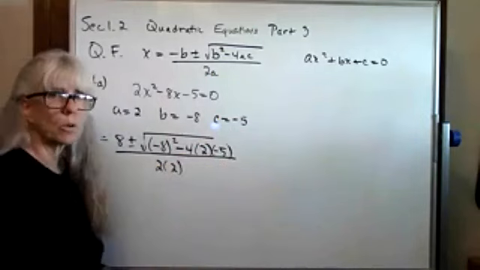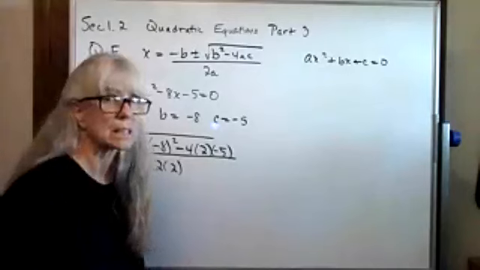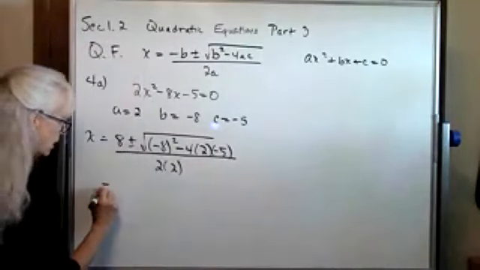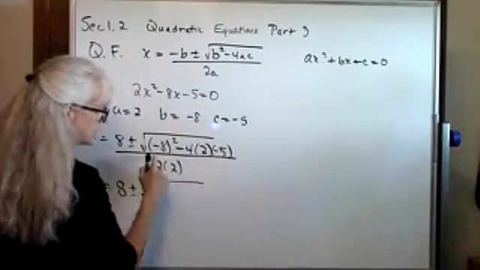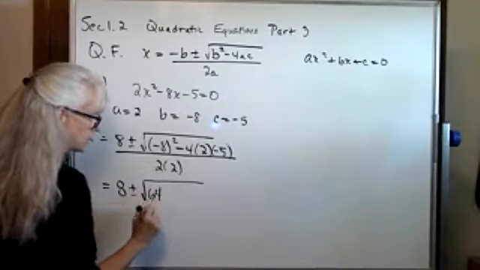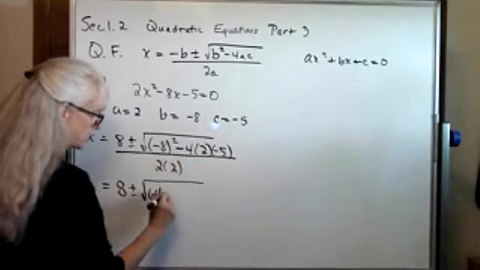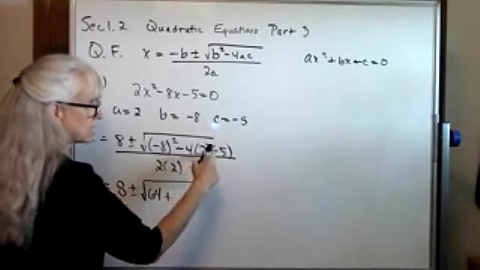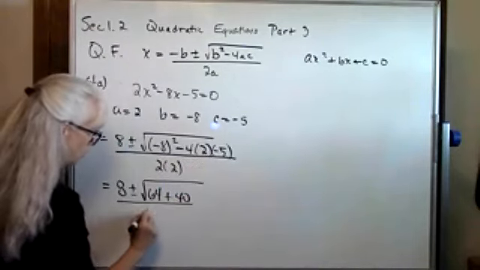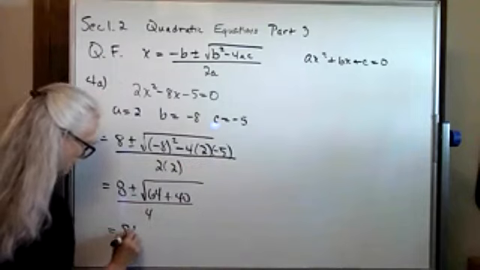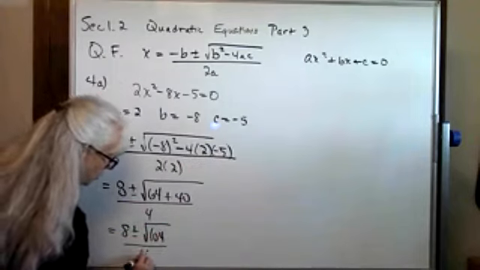Again, the order that you clean this up in is very, very specific. Make sure you follow it religiously to do it correctly. We're going to do the inside of the radical first. Watch your signs. A negative 8 squared is always a positive 64. Negative 4 times a negative 5 is going to give me a positive, so I know this is plus. 4 times 2 is 8, times 5 is 40. So I need to put 64 plus 40, all over 4. That would be 8 plus or minus the square root of 104, all over 4.